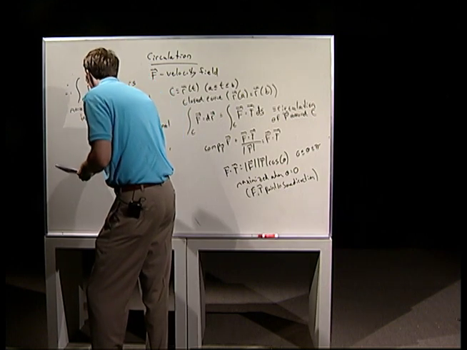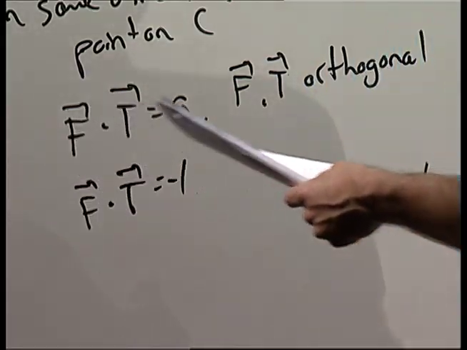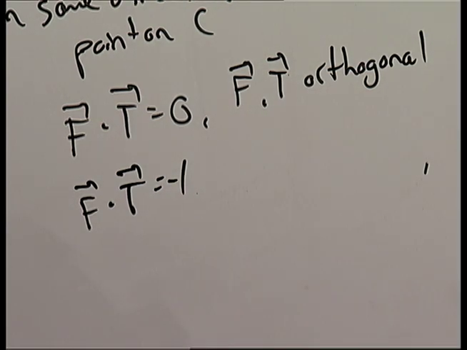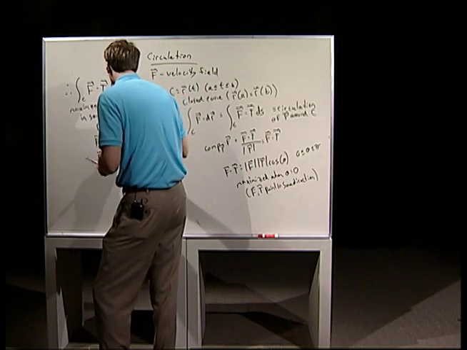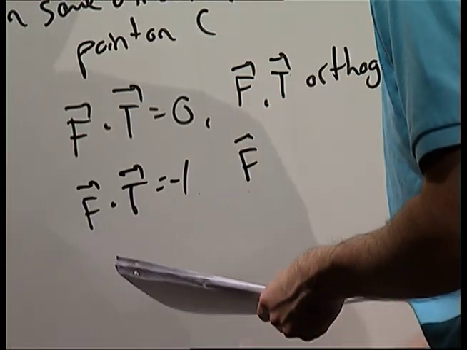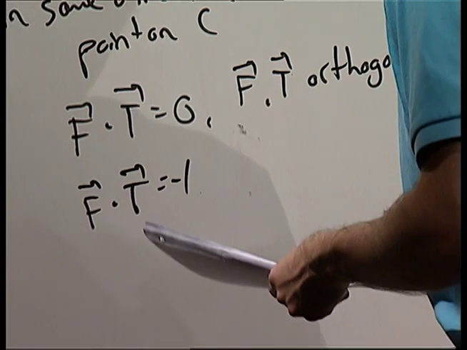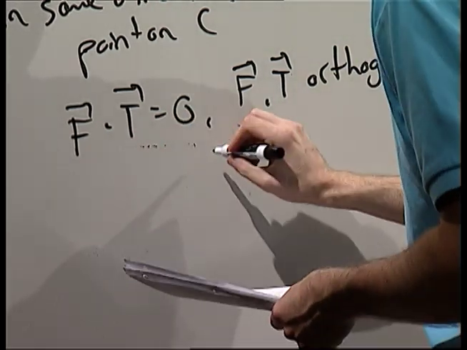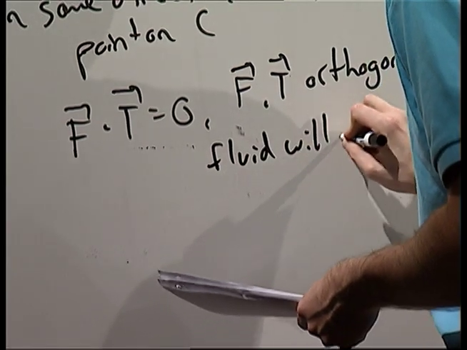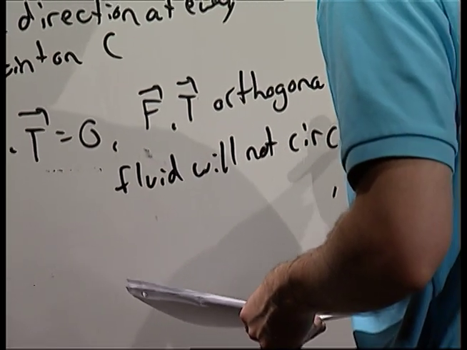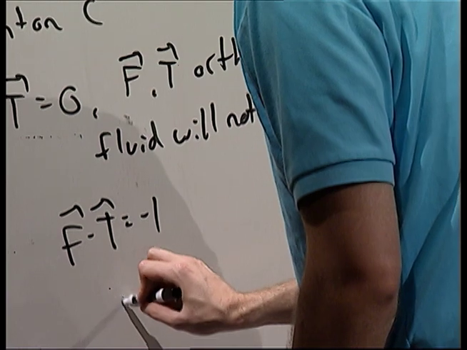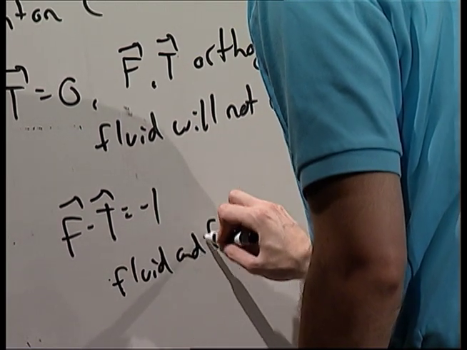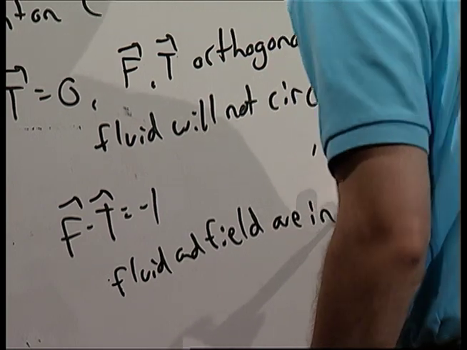And if they're maximized in the negative direction, that is to say, this angle is pi, then cosine of theta, or cosine of pi, is -1. They'll point in opposite directions. So here, F and T are orthogonal, fluid will not circulate. And when F dot T is -1, fluid and field are in opposite directions.